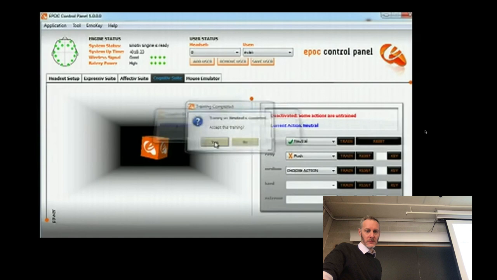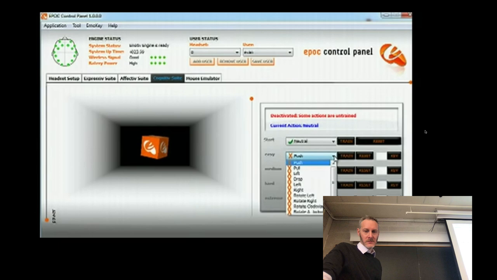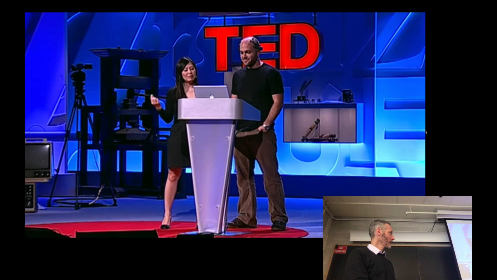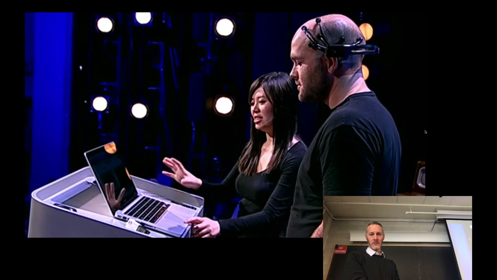And now that that's done, we can choose a movement-based action. So, Evan, choose something that you can visualize clearly in your mind. Okay, so let's choose pull. So the idea here now is that Evan needs to imagine the object coming forward into the screen, and there's a progress bar that will scroll across the screen while he's doing that. The first time, nothing will happen because the system has no idea how he thinks about pull. But maintain that thought for the entire duration of the 8 seconds. So 1, 2, 3, go.